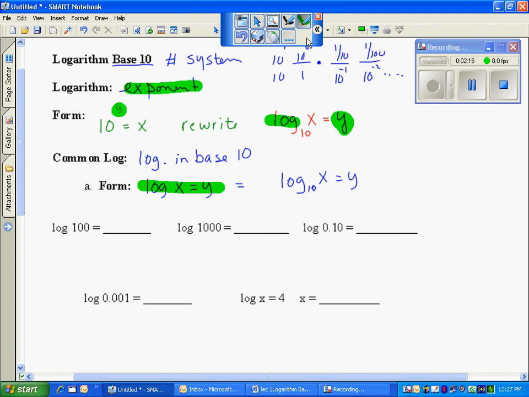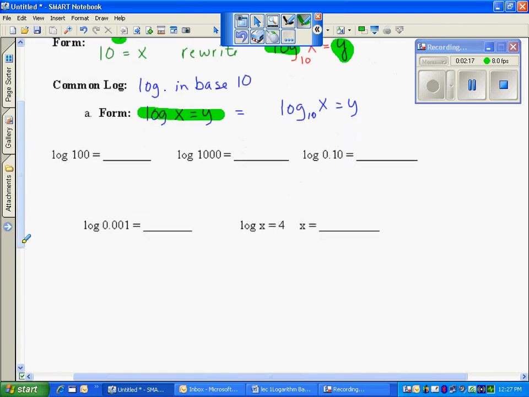We're going to stick with this first form here so that we no longer have to show that subscript. So let's evaluate some. Again, there's no base shown, but I can reset this up. My base is 10. 10 to what power is 100? That power is 2. 10 squared is 100. 10 to what power is 1,000? That power is 3.